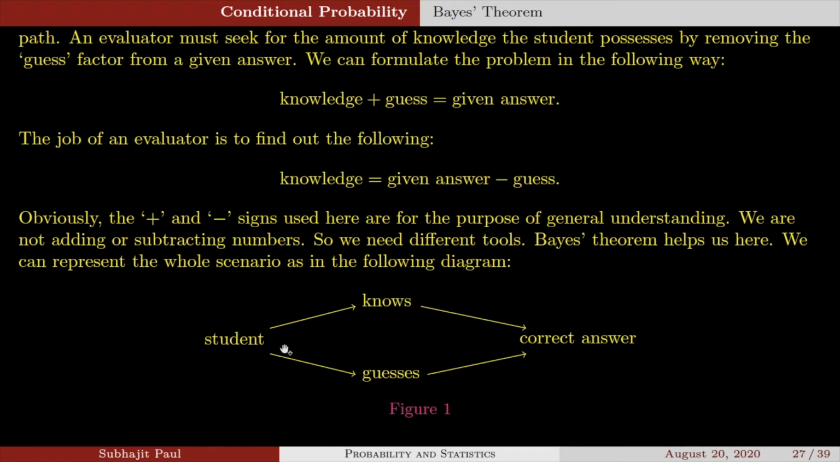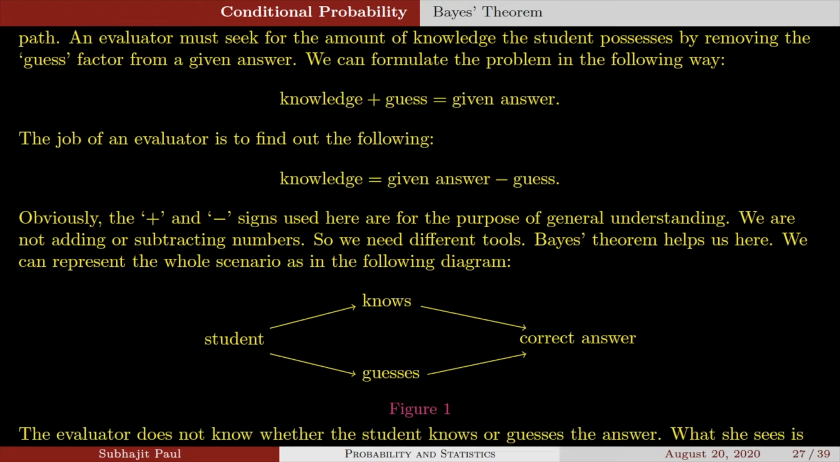So for a student, there are two paths to reach the correct answer: by knowing the answer or by guessing the answer. Fine. The evaluator does not know whether the student knows or guesses the answer. The evaluator is sitting here with the correct answer. She doesn't know whether the student came this way or this way. She wants to award marks to the student only for this way and disregard this way. So how to do that?